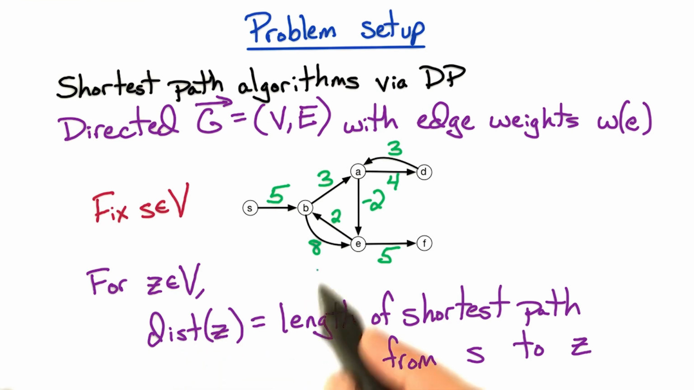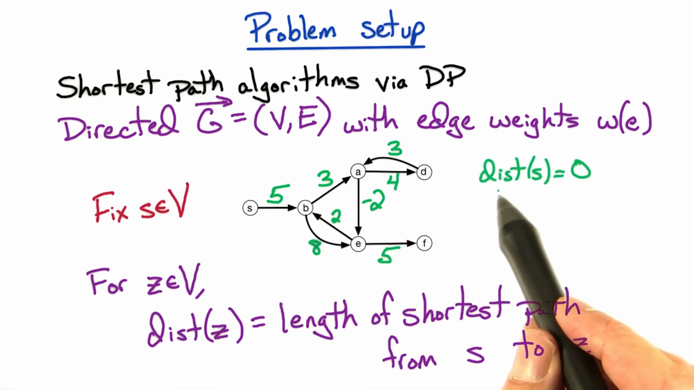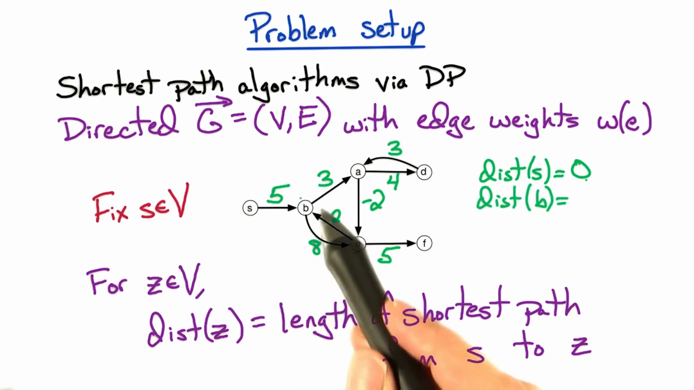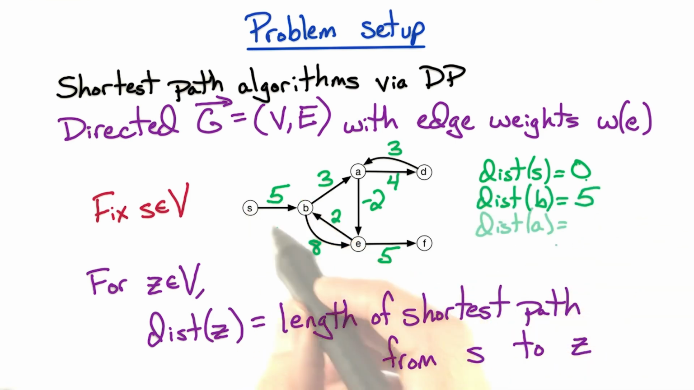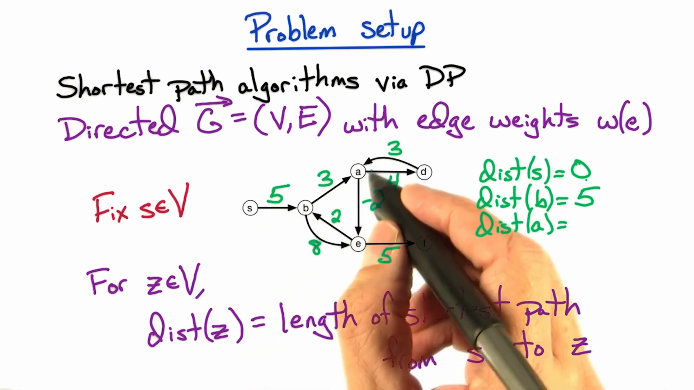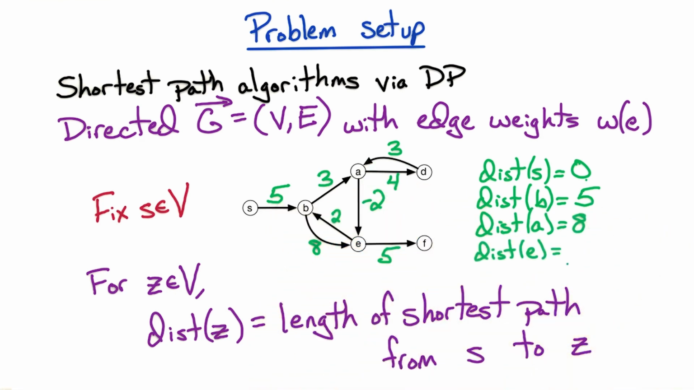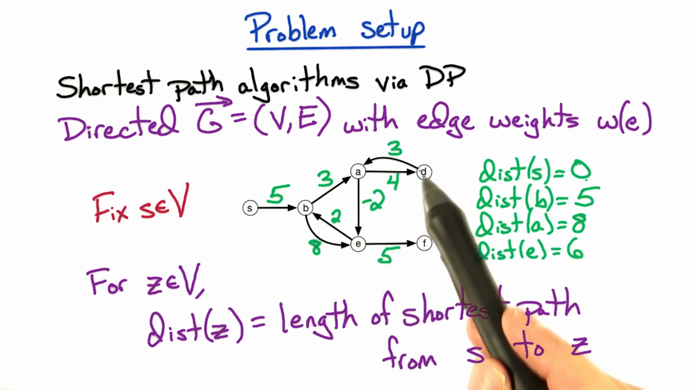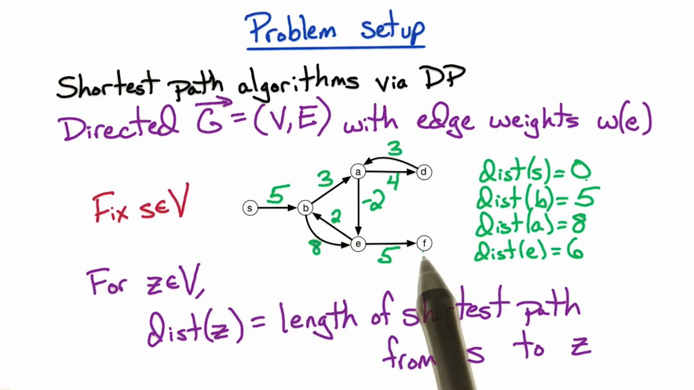Let's take a look at this function for this example. The simplest case is dist of S. What's the length of the shortest path from S to itself? Well, this is length 0. What's the length from S to B? Well, it's 5. S to A is of length 8, 5 plus 3. The shortest path length to E is of length 6, and so on. The shortest path to D is 12. The shortest path to F is 11.